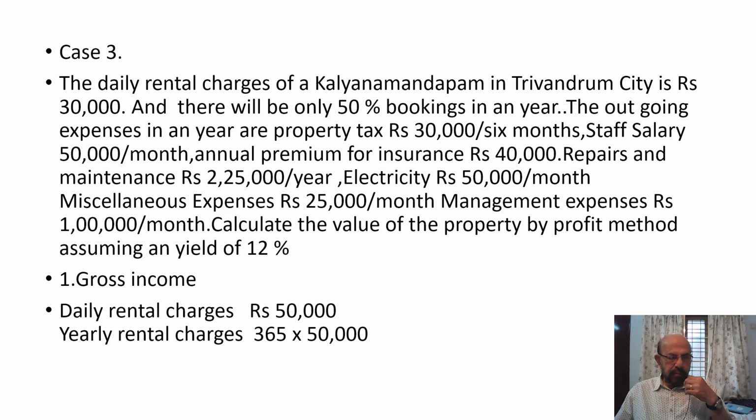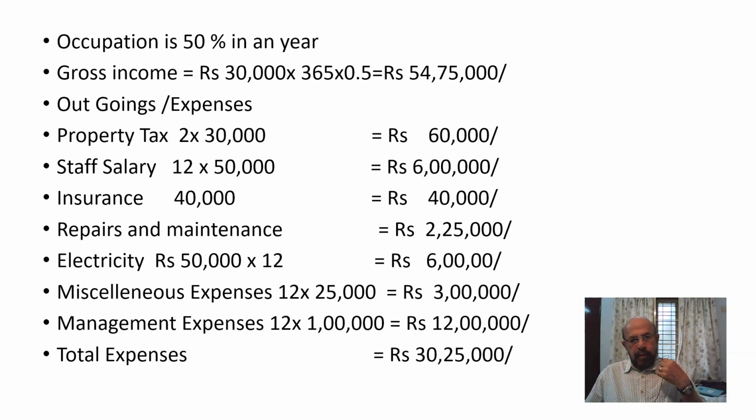The gross income: daily rental charges 30,000, yearly rental charges 365 into 30,000. We expect an occupation of only 50% in a year. So gross income will be 50% of 30,000 into 365, which is equal to rupees 54 lakhs 75,000.